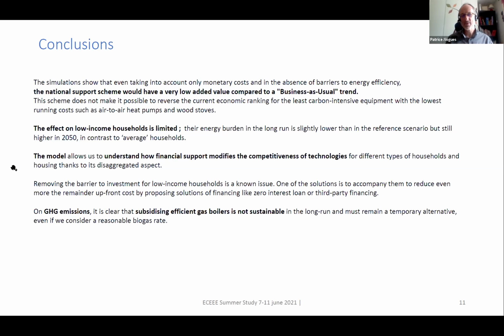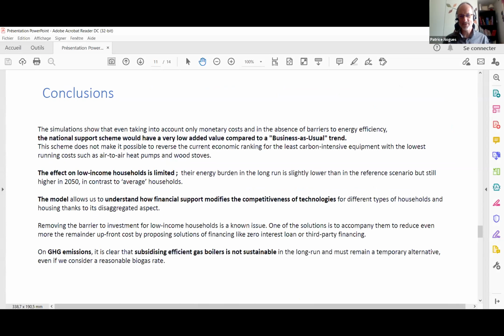But concerning the model, it's interesting to really see what happens for different types of households, different types of dwellings, and really see how the differences appear. And for the greenhouse gas emissions, it's also clear that the scheme doesn't help to go quicker than normal. And also subsidizing efficient gas boilers is not sustainable in the long run. So that's all, and I'm ready for the questions.